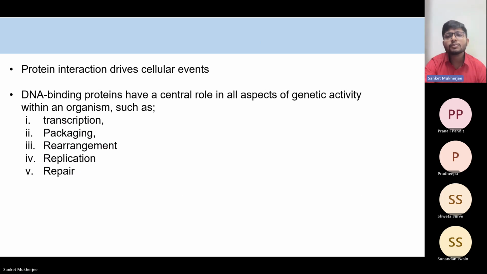So this protein interaction drives the cellular events that happen in a cell. DNA binding proteins have a very important role in genetic activities within an organism, such as the process of transcription, packaging, even replication, which requires DNA binding, rearrangement and repair. All these processes are very important, and they all require DNA binding proteins. We will see how the structures that the protein forms are important for these DNA binding properties of these proteins.